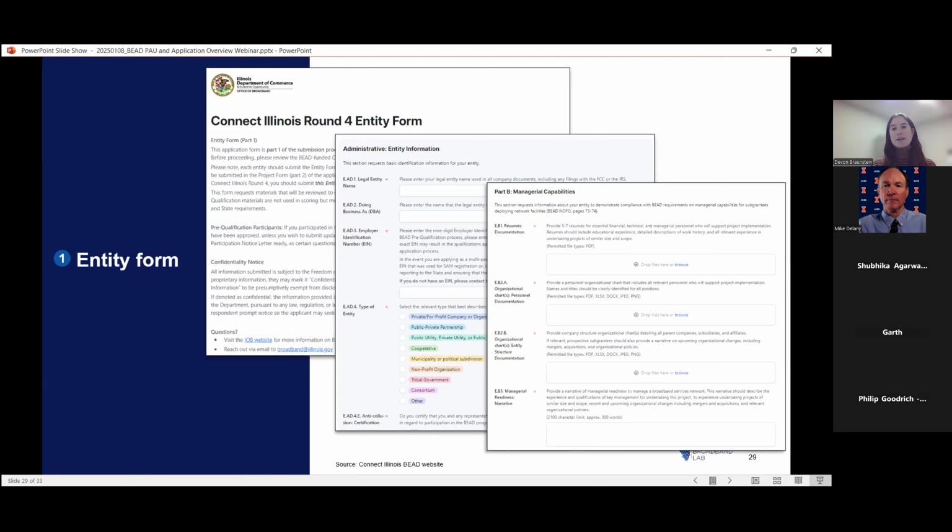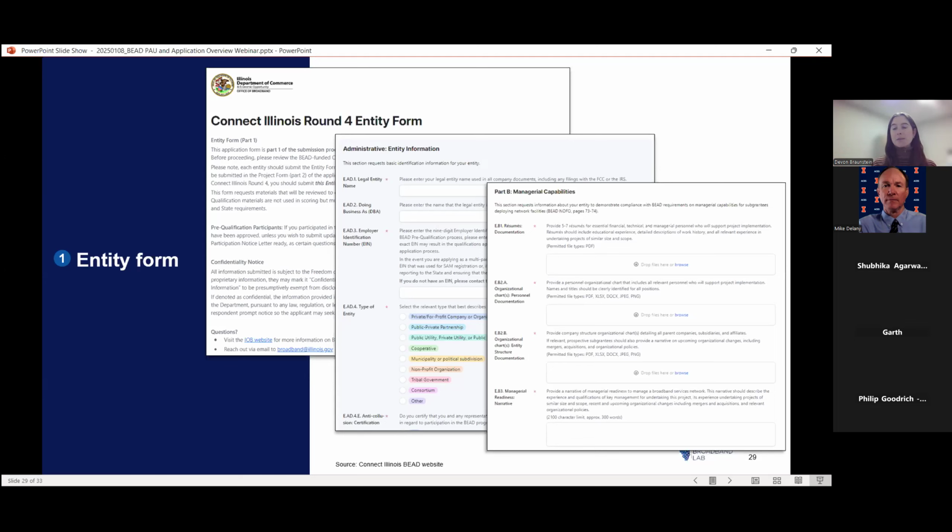And then you can see here, there are places to drag and upload files. And if there are any file specifications, we will indicate those in the question. If there's a template, we'll link to it. That's also in the guidebook. Important note that you can't save and come back to this. So I highly recommend that you just keep your application in a folder on your computer. And then once everything is ready, just upload it all at once, similar to previous Connect Illinois rounds.